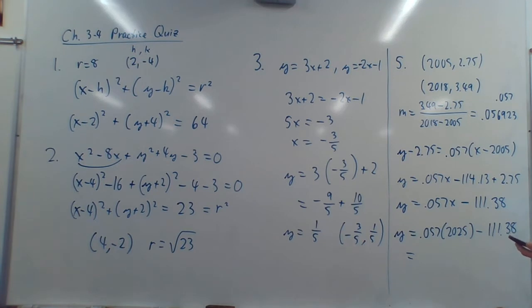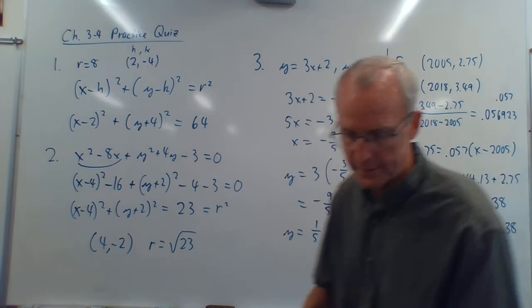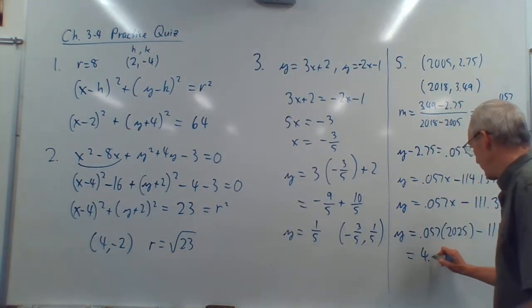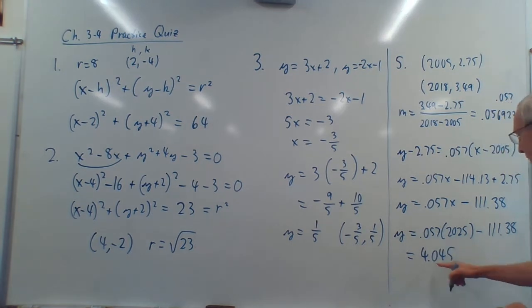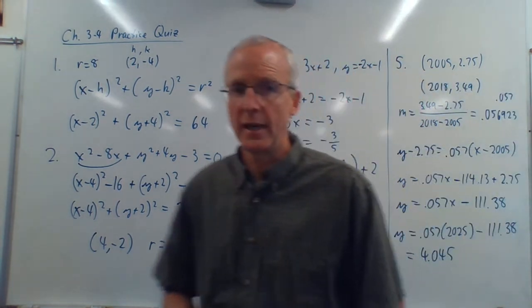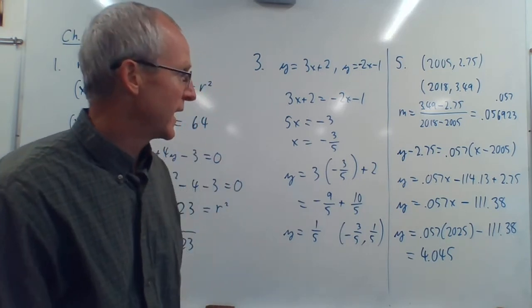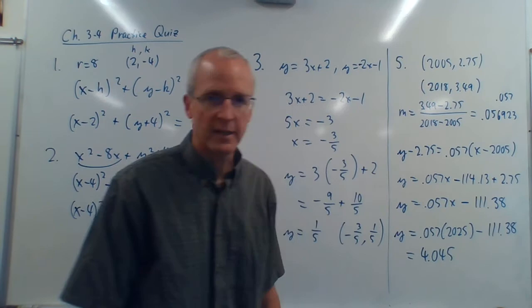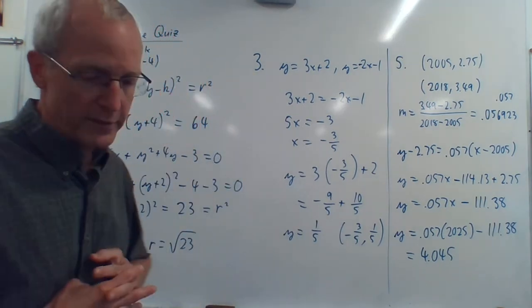Now I should get a number that makes sense. So 0.057 times 2025 equals that, minus 111.38. And now it's $4.045. That makes sense, right? Okay, so mistakes are easy to make like that. Check that, obviously, a negative and a positive. Yeah, sorry about that. Okay, good, but I think we got it figured out.